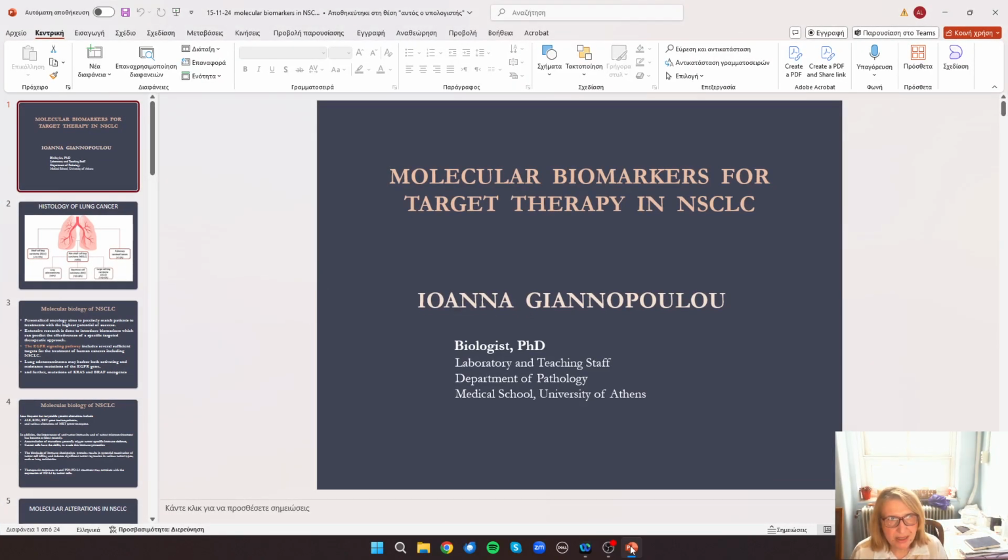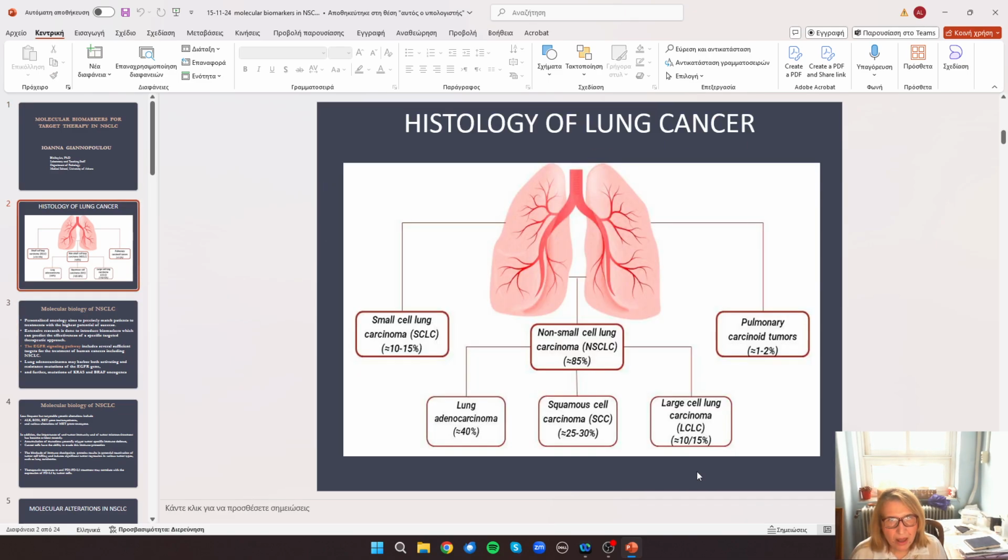The title of this presentation is Molecular Biomarkers for Target Therapy in Non-Small Cell Lung Cancer. Lung cancer, according to its histology, can be classified into small cell lung cancer and non-small cell lung cancer. Non-small cell lung cancer can be further divided into adenocarcinoma, squamous cell carcinoma, and large cell lung carcinoma.